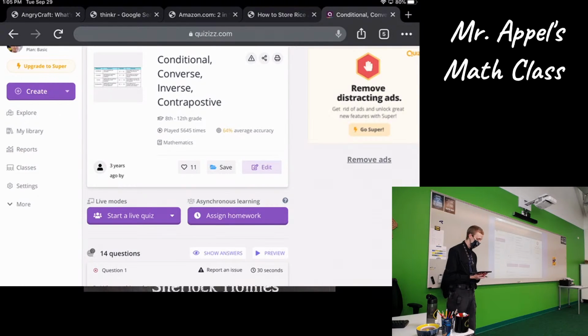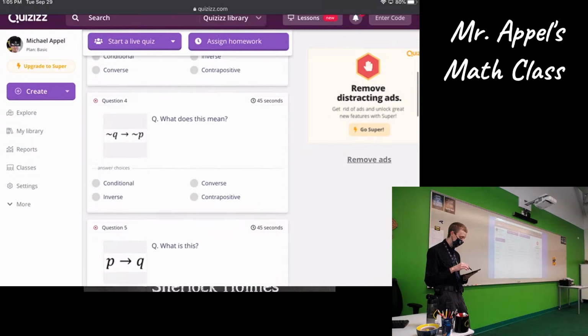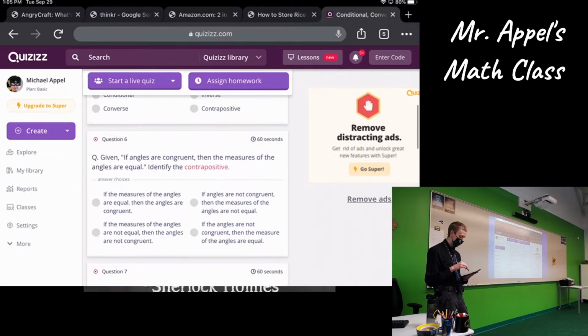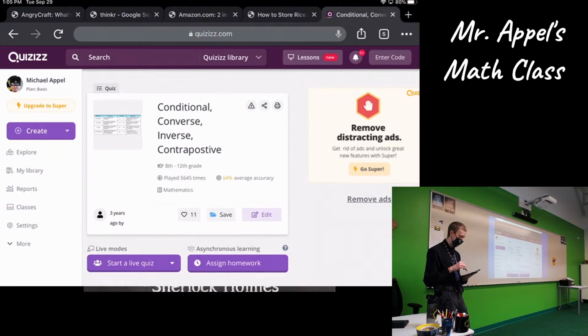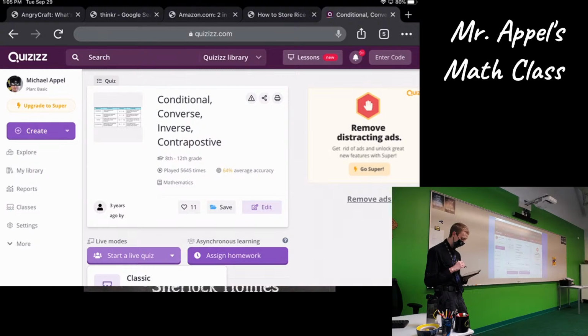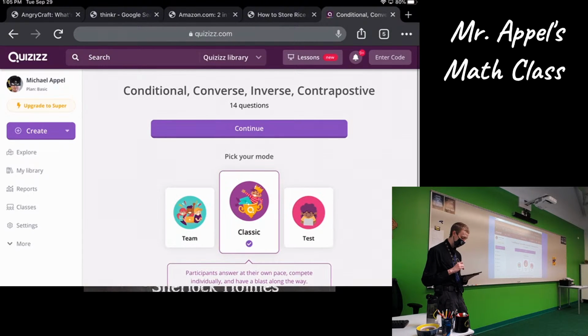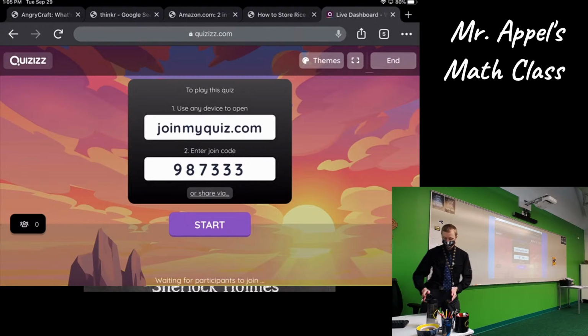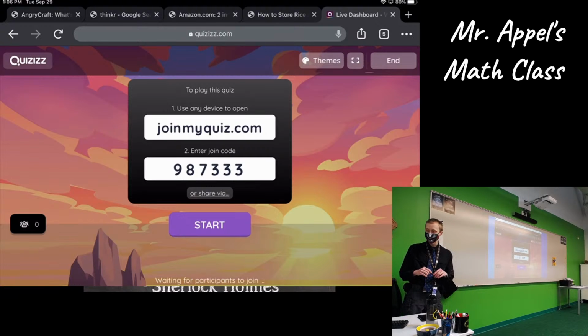This quiz is on the conditional, converse, inverse, and contrapositive. So all those vocabulary terms from yesterday, you're going to be creating them, identifying them, both in statement form and in symbolic form sometimes, so recognize those. You may use your notes. There are 14 questions. Please go to joinmyquiz.com and enter the code 987333.